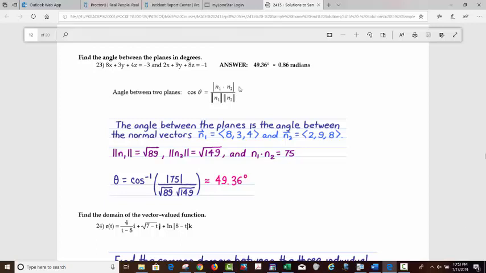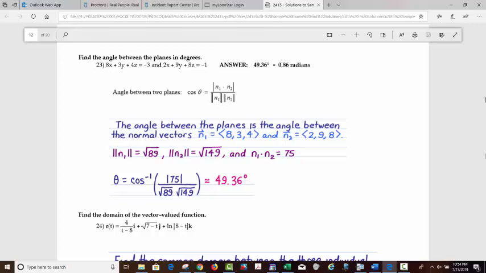For between two vectors, it was okay for it to be anywhere between 0 and 180. So that's why you could have negative cosine values in quadrant 2. But no, this is strictly quadrant 1. We're looking for the shortest angle between two planes. So we dot those two vectors, n1, n2, and I got 75 when I dotted them. Then we need both of their magnitudes.